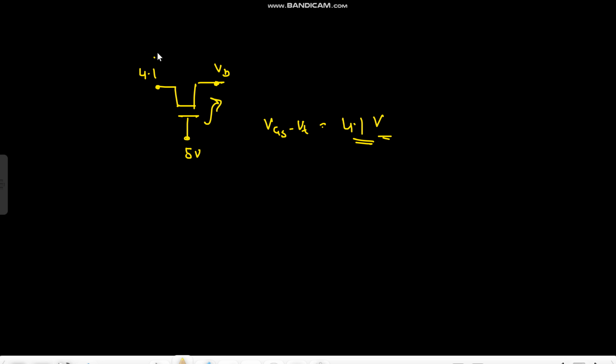Now again take this case, 5 volt. Now we have 4.1 here and this value is VB. Again assume a capacitor, and till what value can it charge? VGS minus VT. Again till 4.1 only it can charge. You don't need to see anything between these two nodes. No relation with drain voltage. The relation is with this VGS minus VT, with this gate voltage.